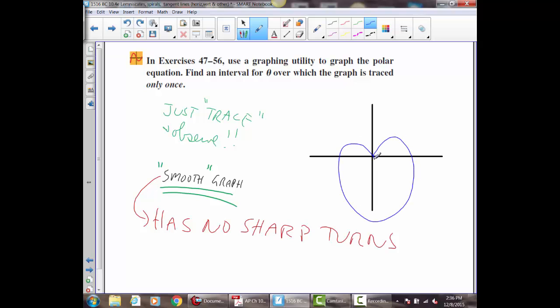Something like that. What you have going on right here is you have a sharp turn, because notice it comes down and then there's a sharp turn. So you would never want to go past this. You would never want to go 0 to pi, because you're passing by a place that's not differentiable. Okay, you don't really need to know how to find out where the graph is smooth, but you should be able to look at the picture and get a sense of that.